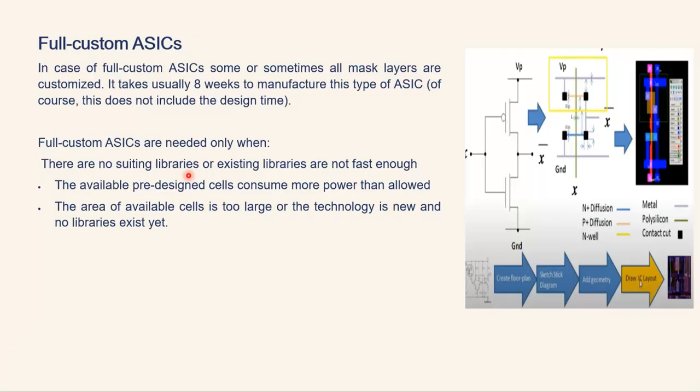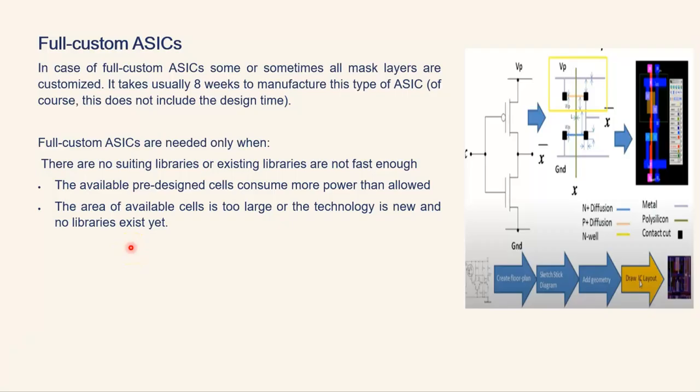Otherwise, maximum things are available, right? Many IPs are available, many ready-made blocks are available, many standard cells are available. But still, why do we need full custom IC? This is the main reason. Whichever is not available, if you want to generate it, you will start from scratch, and that scratch flow is the full custom IC, right?